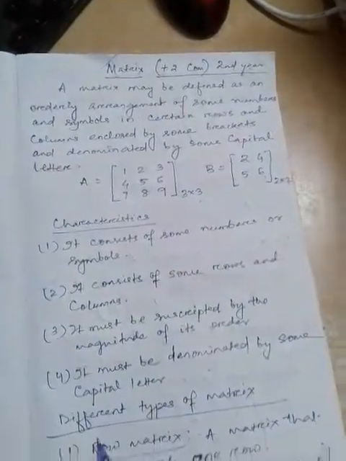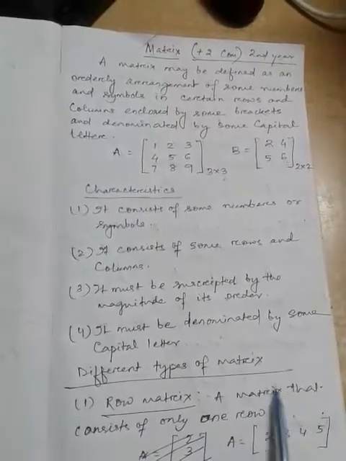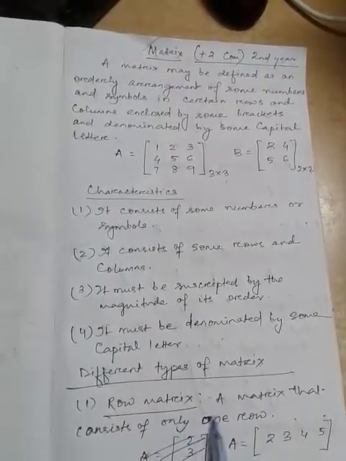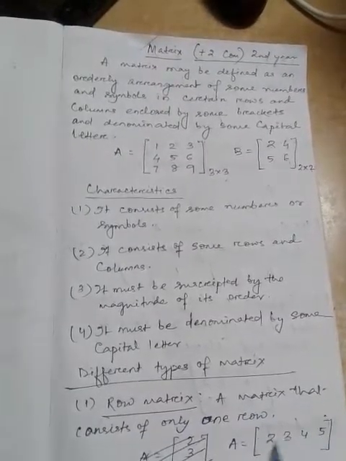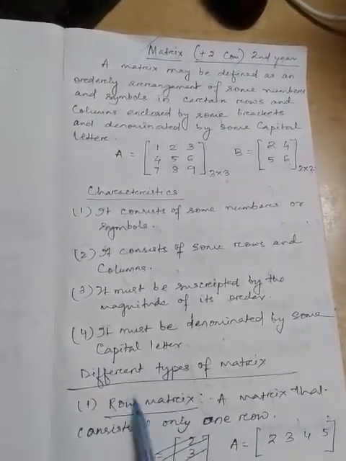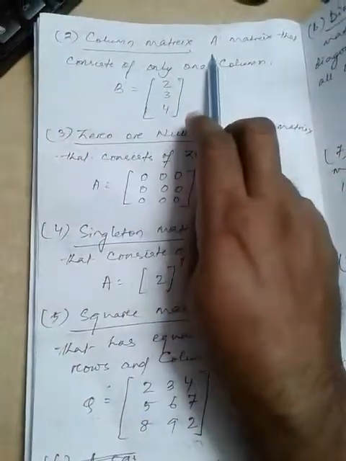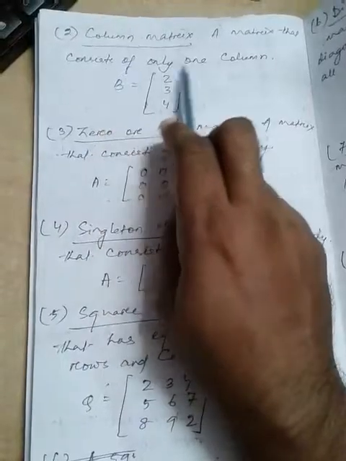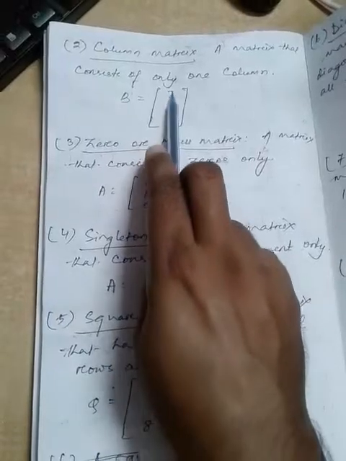Then read about different types of matrix. First one is the row matrix. A matrix that consists of only one row. Suppose I have written A is equal to 2, 3, 4, 5. In a single row I have written. So if it is written in a single row, it is known as a row matrix. Then comes the column matrix. So what is a column matrix? A matrix that consists of only one column. So I have written it in a column. This is a column.